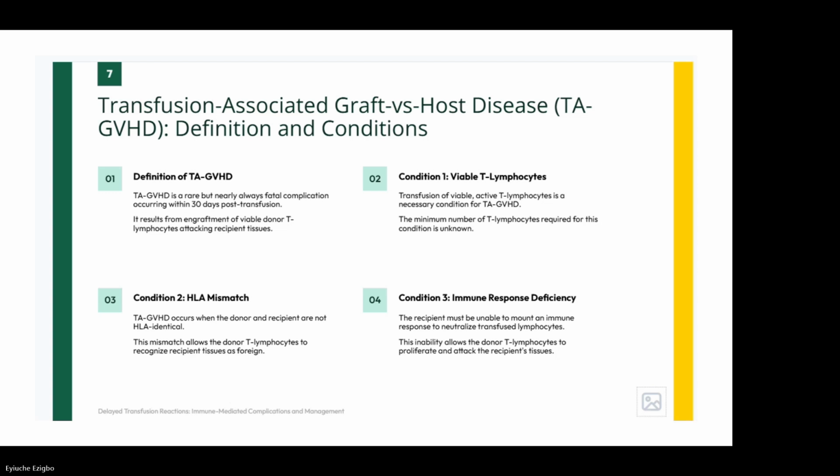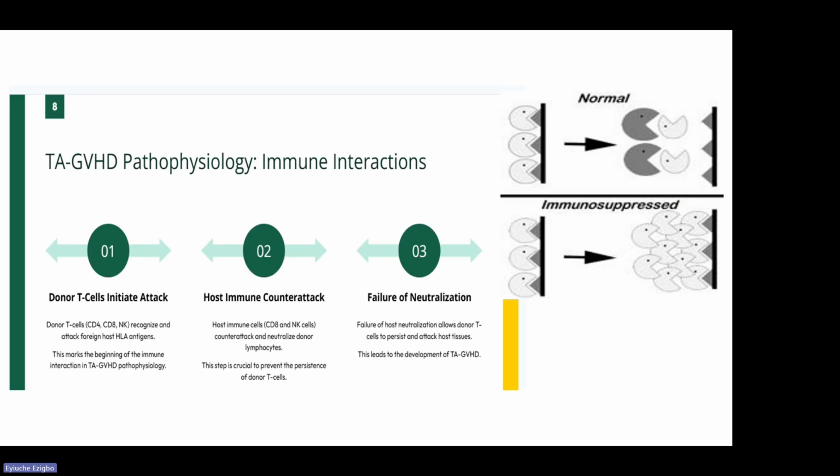Just like the immune response we talked about, in your normal immune response, if there's an attack, the body should be able to send a counterattack. But if that is not possible, then the initiated attack will continue to increase until it causes damage and harm to the recipient. So the pathophysiology of transfusion-associated graft versus host disease is immune interaction.